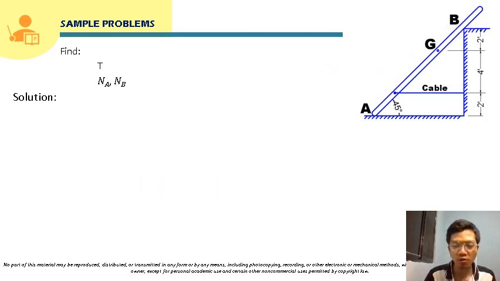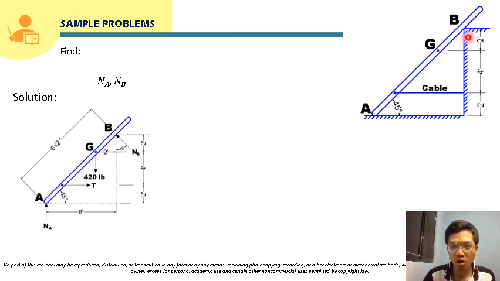So of course, for our solution, we have to construct first our free body diagram. For our free body diagram, you have to apply the weight. So don't forget the given weight. The given weight is 420 pounds, and it is applied at the center of gravity, at point G, so it is given in the problem. So it will be applied here. And also your cable will provide a tension force. So this will be the tension force provided by the cable. Of course, this is always pull.